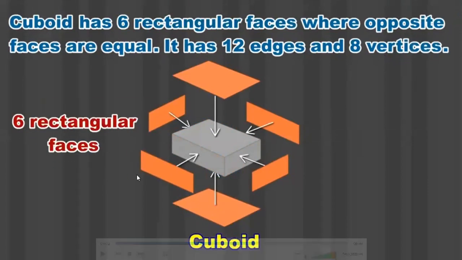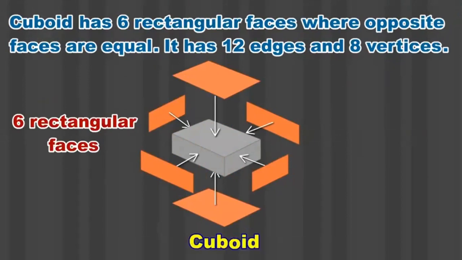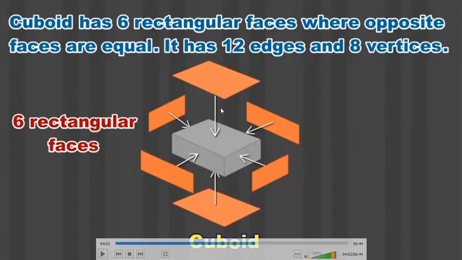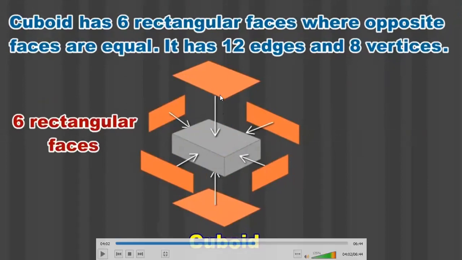This is another 3D shape, guys. Its name is cuboid. Okay, and it has 6 rectangular faces. Some of the faces are rectangular. You can see this cuboid. How many faces does it have? 1, top, bottom, 2, then right side, left side, 4, and this side 5th, and this side is 6th. So there are 6 faces in a cuboid.